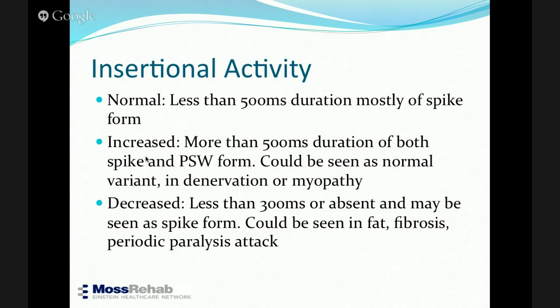Insertional activity is normal if it is less than 500 milliseconds. If the spike form increases to more than 500 milliseconds, both spike and positive waveform could be seen as a normal variant sometimes in patients with so-called EMG disease, which Ernie Johnson described. In perfectly normal strength and everything else, you get fibrillations, positive waves, and increased insertional activity. And every muscle you stick into, you would have exactly the same thing in those patients. So if you see something like that, then you know this is a normal variant. I've seen maybe 5 patients like that, but it's there. So you have to be very careful. Look at the other data to see if it is truly a pathological problem.